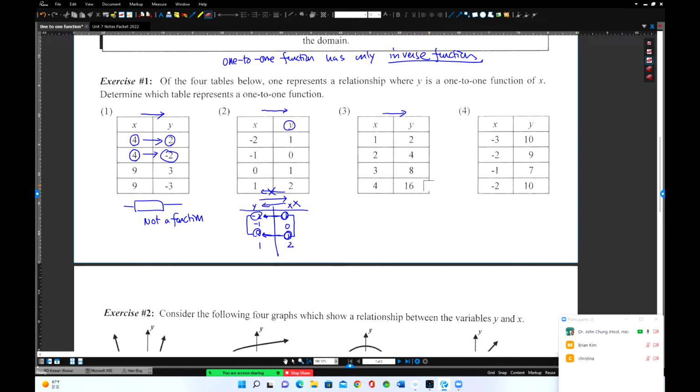This is an okay function. Now backward. 2 is 1. This is now x, and this is y. 2 is 1, 4 is 2, 8 is 3, 16 is 4. There's no same value of x. Yeah, this is okay too. This is also a function. This is what we call a one-to-one function.